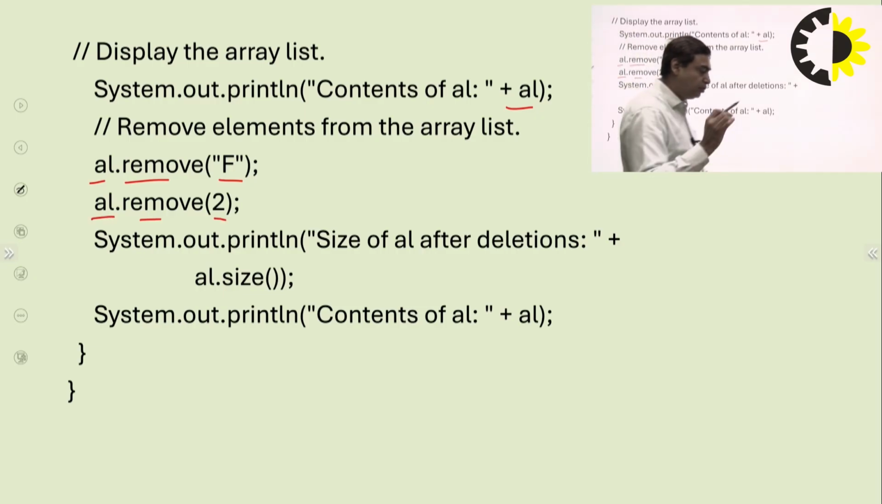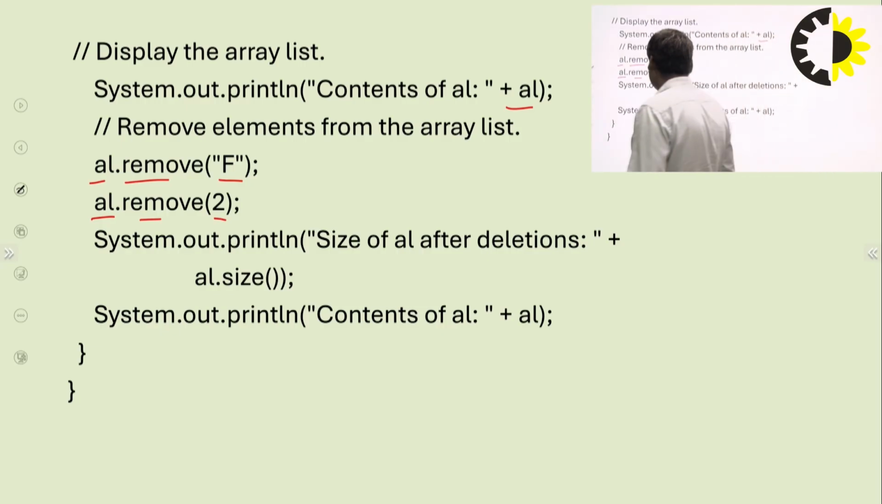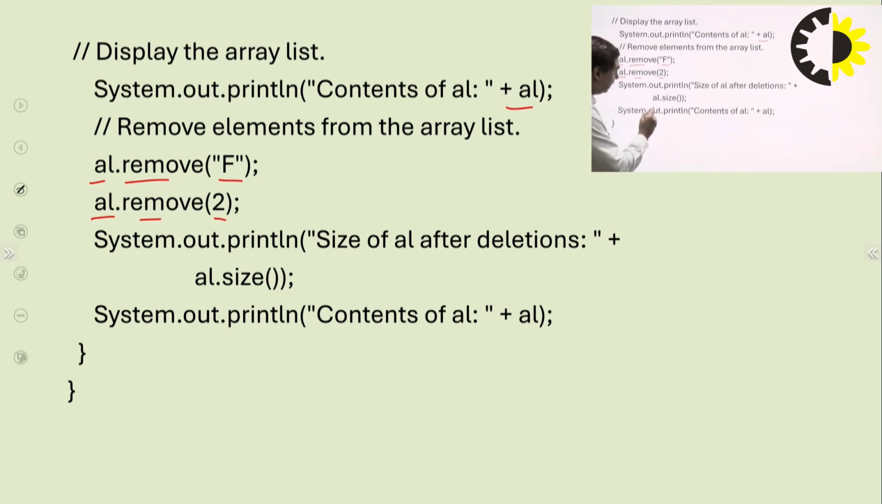At the index number 2, whatever the element is there, it will be removed. Remember, similar to the array, the element index starts from 0, 1, 2, 3 likewise. So, we have removed 2 elements from the collection, or from the array list. What will be the size? The size will be reduced. We will see how many elements are available in this collection. We will see the output.